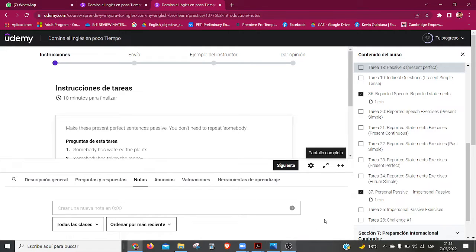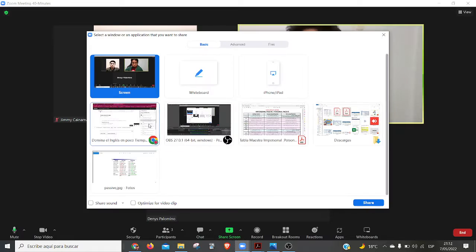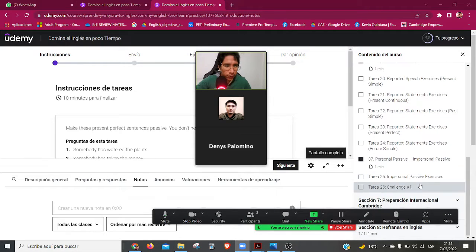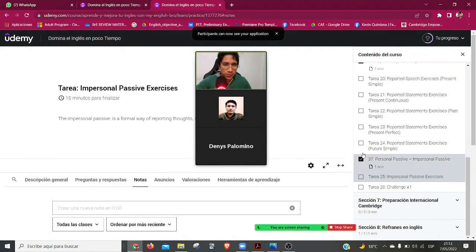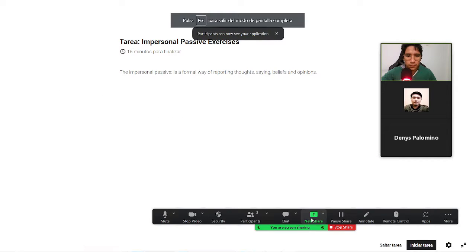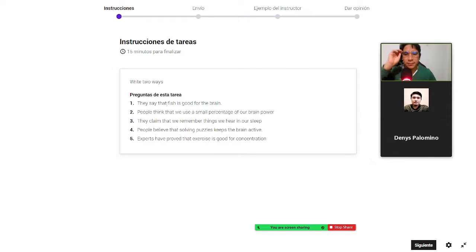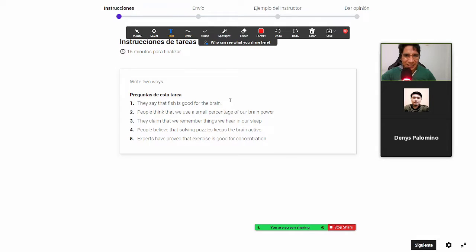A ver, vamos a practicar. Tenemos aquí los impersonal passive exercises. They say that fish is good for the brain. Es la siguiente fórmula. Primero con el it. It is said. It is, porque está en presente.